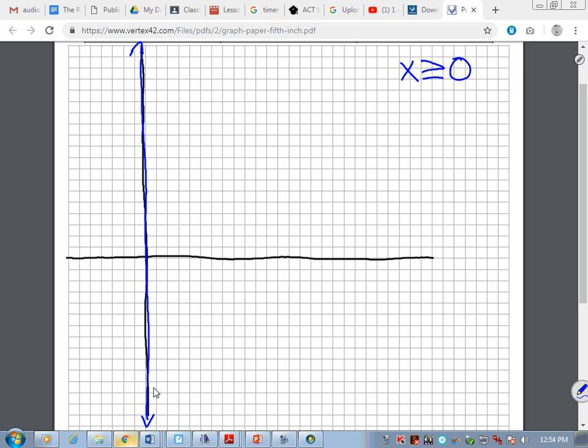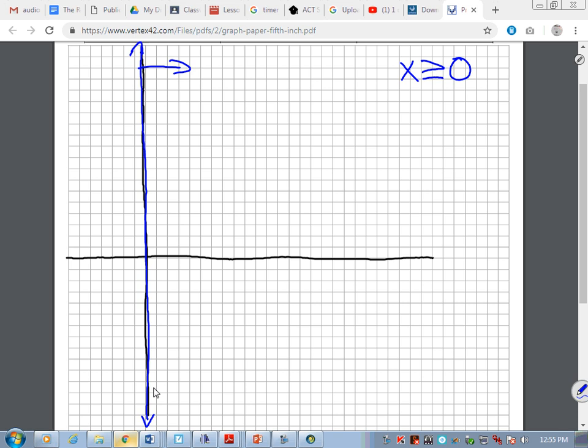Now, this is an inequality, which means we're going to shade one side of that line or the other. Because it's x is greater than or equal to 0, what side am I shading, the left side or the right side? It's greater than 0, the right side. So all I'm going to do for now is make one arrow so I can remember, okay, I'm shading to the right of this.